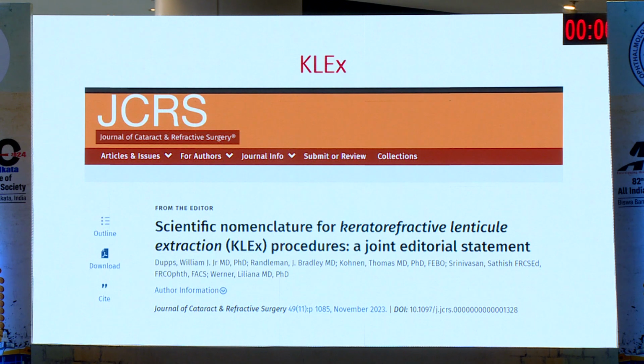And so this is the new technique that we are all shifting to now: the lenticule-based system. This is a new terminology that has been proposed for all lenticule systems, called KLEX. KLEX is keratorefractive lenticule extraction, and this is by JCRS now. So all SMILE, CLEAR, whatever, will come under the category of KLEX. So we should know KLEX.